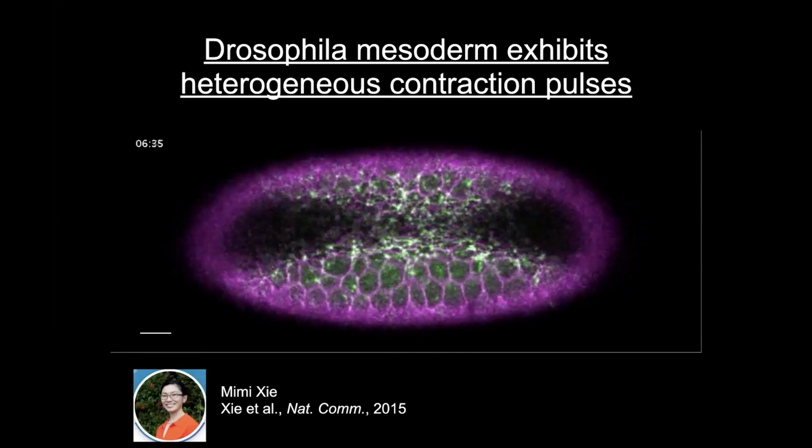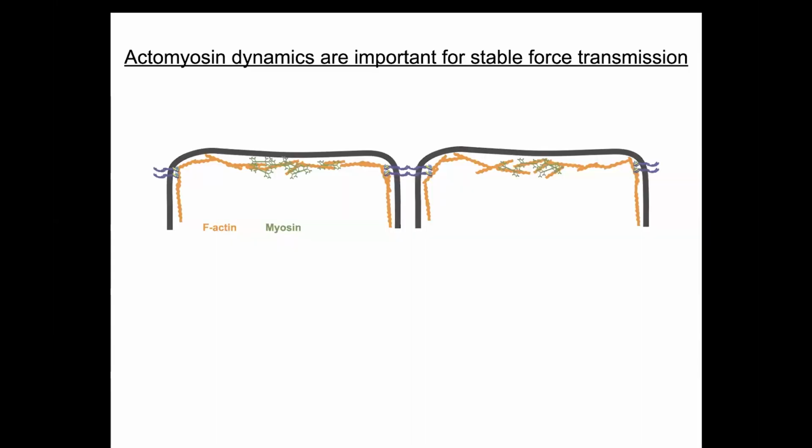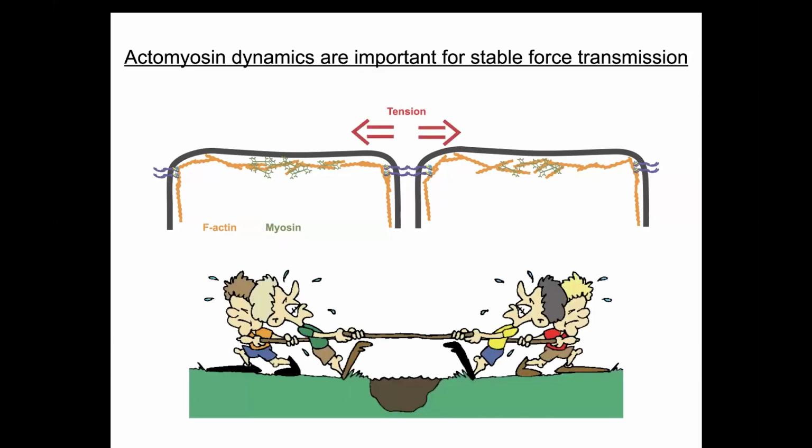I want to point out that an important aspect of transmitting or changing the tissue shape is transmitting the forces between cells. These forces are transmitted across junction structures, such as these adherens junctions. And in this case, to transmit force, it requires that there be some amount of force balance between the cells so that the force can propagate from one cell to the next.